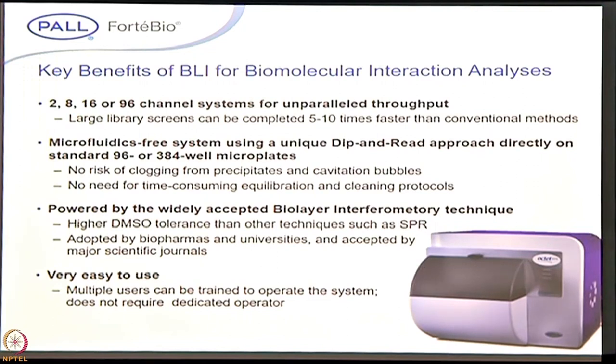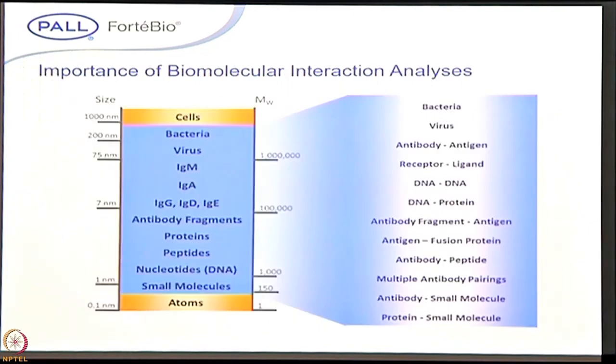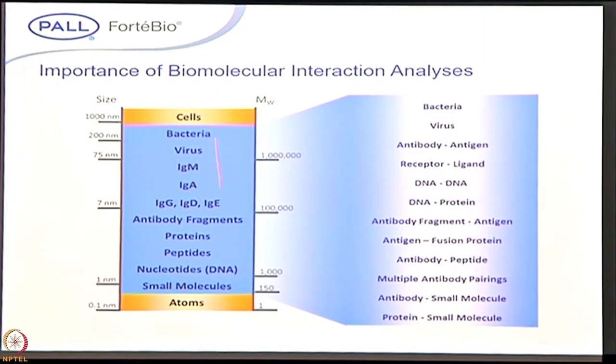And the good advantage is that the software is so user friendly. If I train for half an hour, you can start your experiments. No dedicated operator is required for this. Typically, the programming is like your ELISA plate. So what are the ranges, what kind of molecules can we go with? Except cells and atoms, we can go in the blue areas. All these biomolecules, we can study interactions. I can show you the cells. Recently, we got a publication from GenMap. I'll discuss those things.